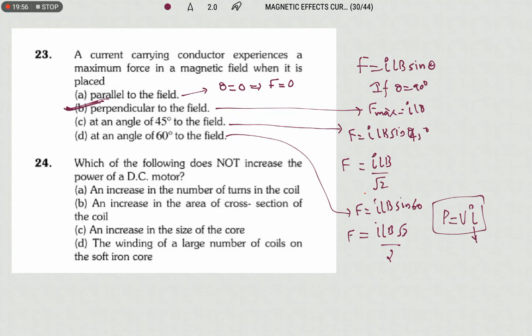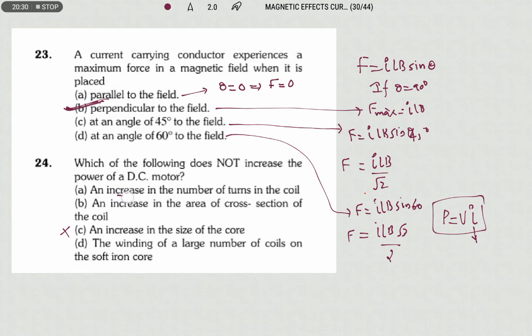also increase. Next, an increase in the area of the cross section of the coil. Yes, it also depends on the cross section of the coil. Next, an increase in the size of the core. So the size of the core never affects the power produced by the motor. Next, the winding of a large number of coils on a soft iron core. As we are increasing the number of turns on a soft iron core, the magnetic field acting on it will increase, therefore the power of the motor will increase.